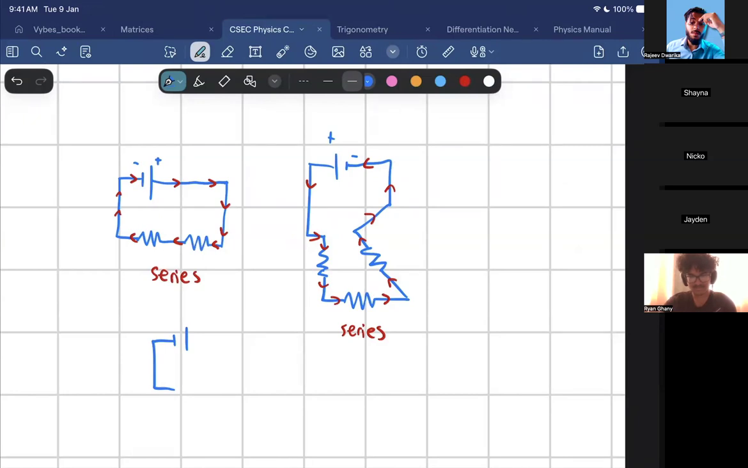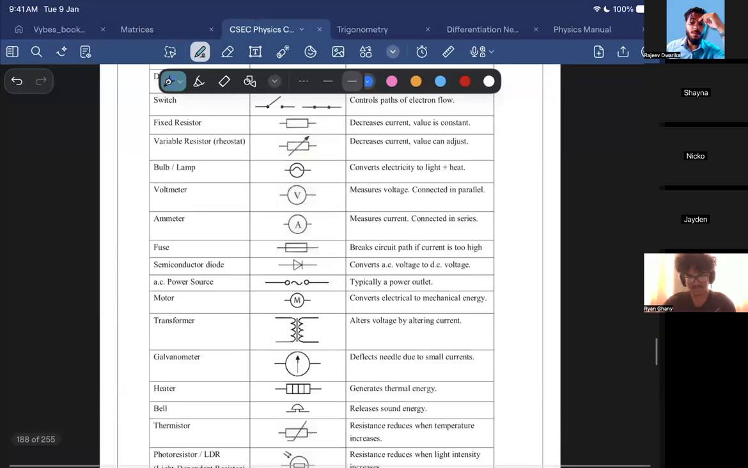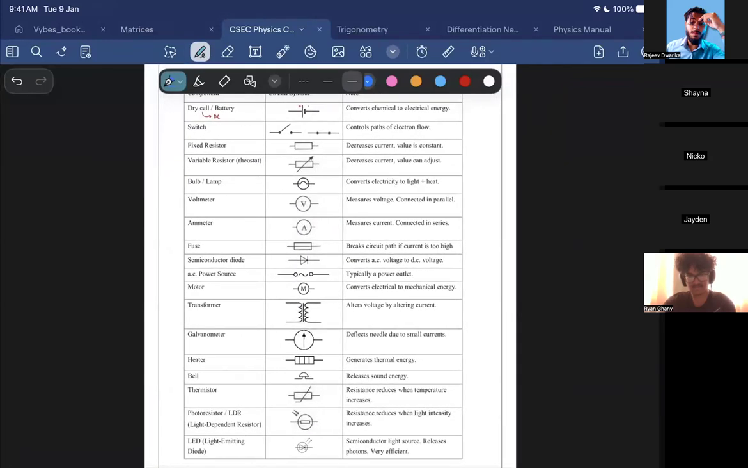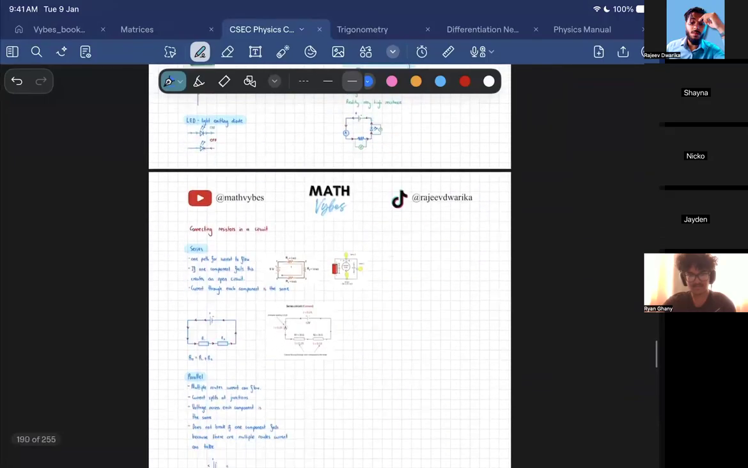Ohms? Ohms is not an electrical component. That's a unit of resistance. That's not a component. Anybody want to tell me a component? You have plenty of components in a circuit. Let me jog your memory. Give me a component. LEDs. LEDs, sure. Why not?